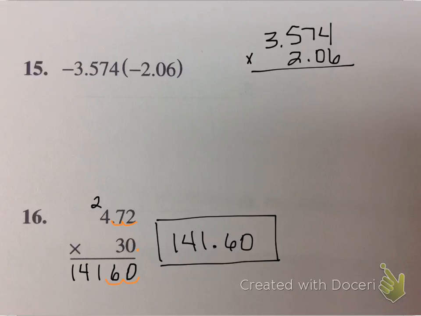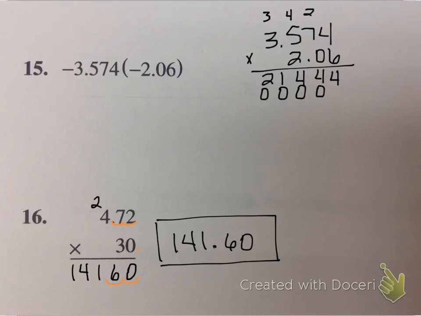So I'm going to start with my 6. 6 times 4 is 24. 6 times 7 is 42 plus 2. So that's 44. 6 times 5 is 30 plus 4. And 6 times 3 is 18 plus 3. Now if I multiply my 0 through, you know that you get zeros: 0 times 4 is 0, 0 times 7 is 0, 0 times 5 is 0, 0 times 3 is 0.